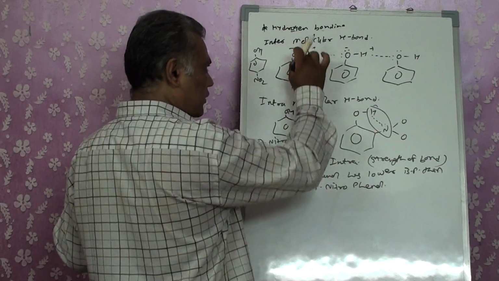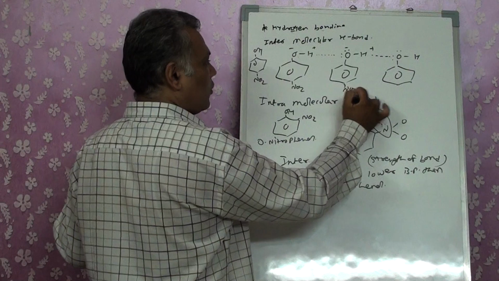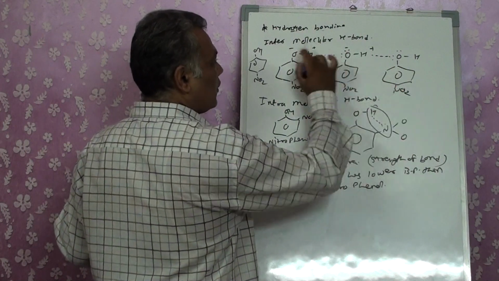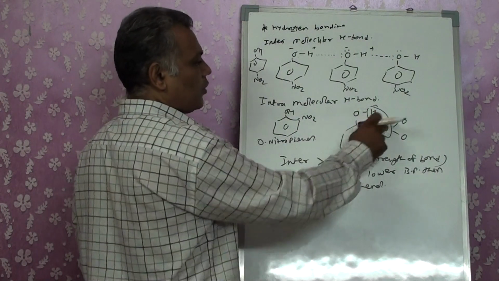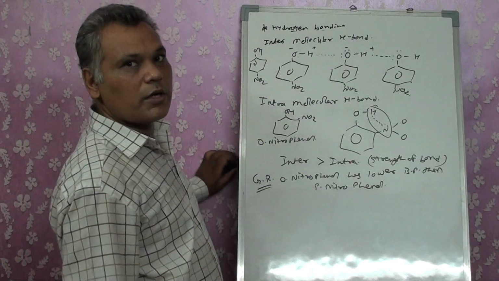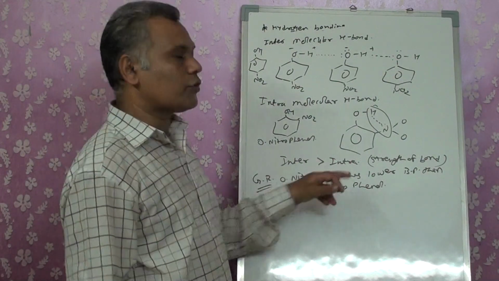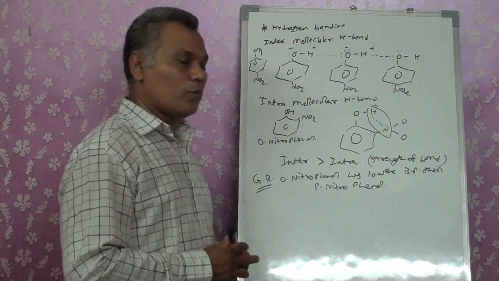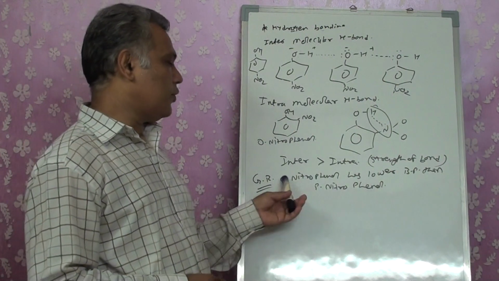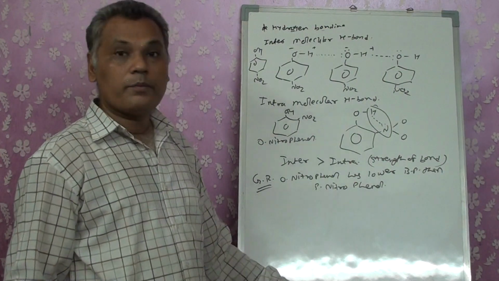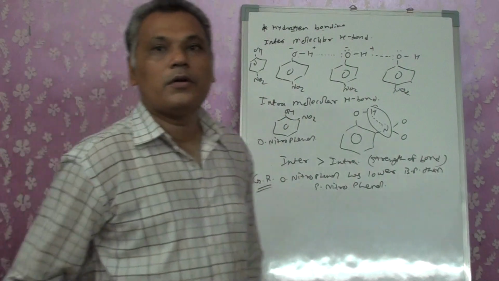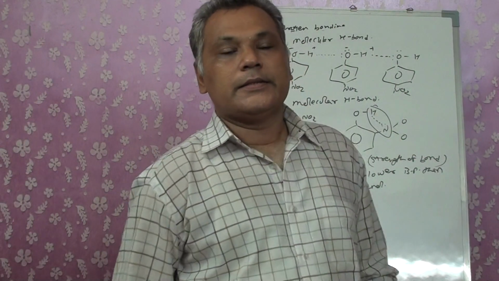Now these two atoms cannot attract each other. So they always go for intermolecular hydrogen bond. This always goes for intramolecular hydrogen bond. And we know that inter are stronger than intra. So boiling point of paranitrophenol will be always higher than that of orthonitrophenol. Okay? Is it clear?